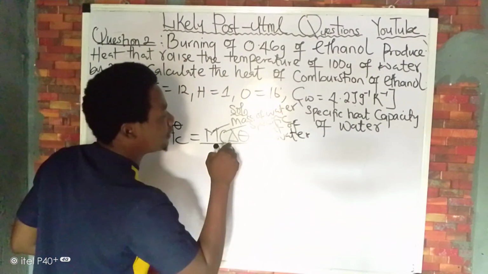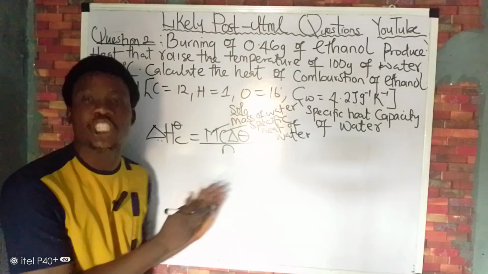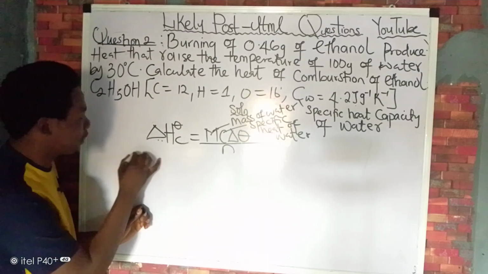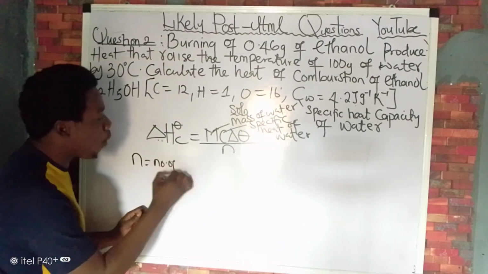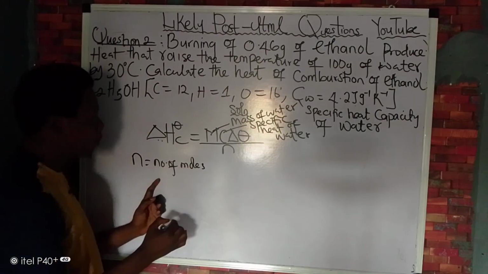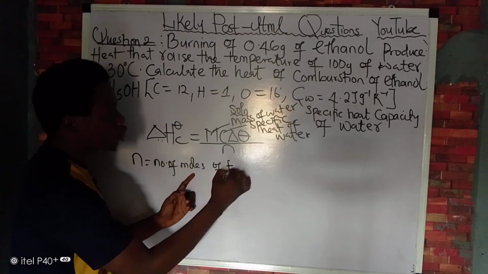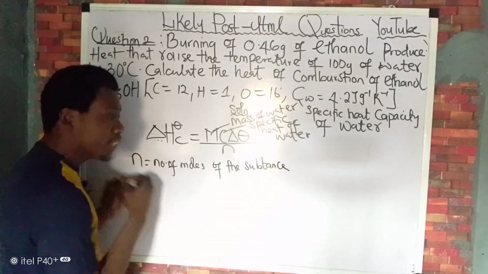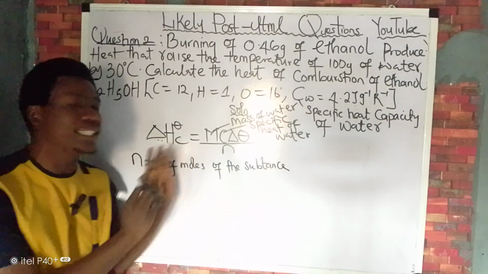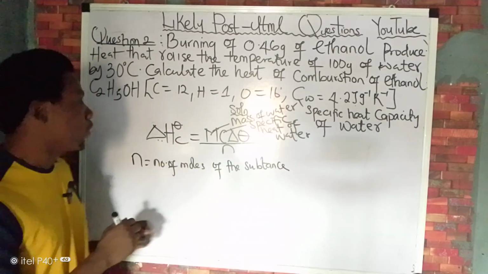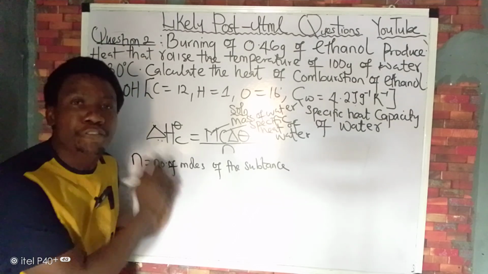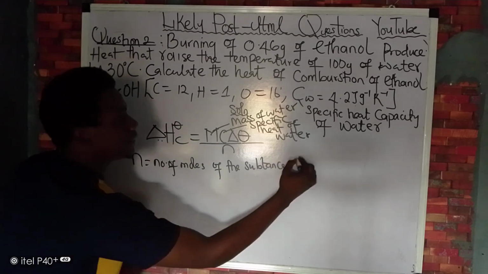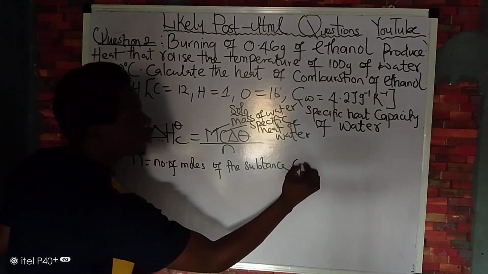Then you have delta theta, which means the change in the temperature of the water. Then for this, your n signifies the number of moles of the substance. Take note of that. So what does that mean? It means that for this formula, the numerator is basically for water, then the denominator is basically for the substance.